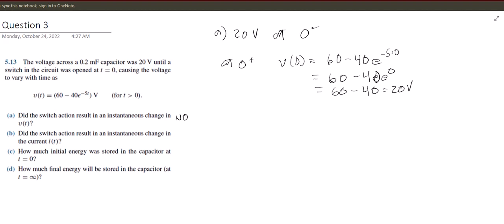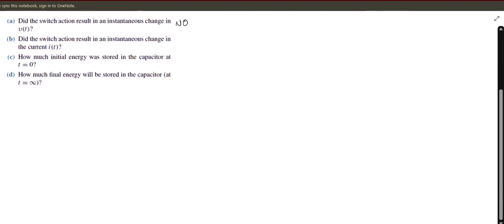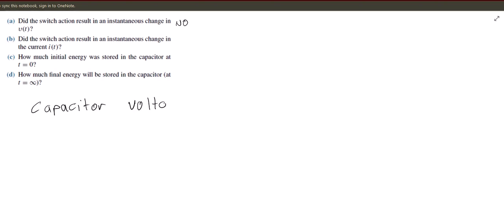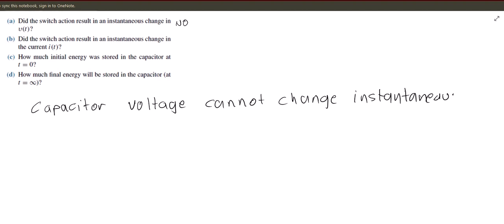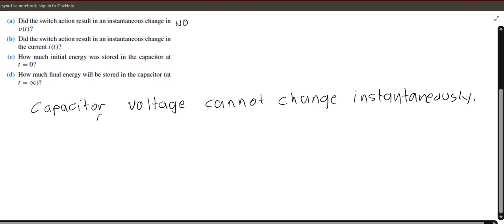Okay. Did the switch action result in an instantaneous change in the current i of t? Well, that's possible. In a capacitor, current can change instantaneously. This is key, so this is really important. I'm just going to write this. Capacitor voltage cannot change instantaneously, but note, current can.